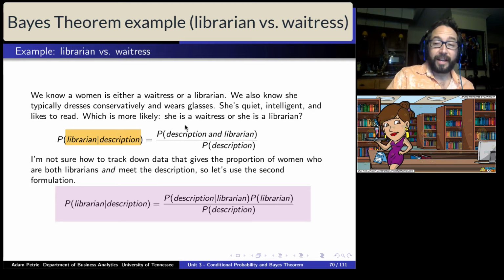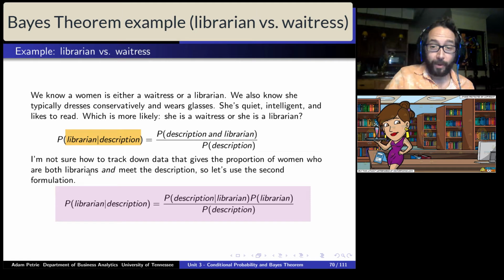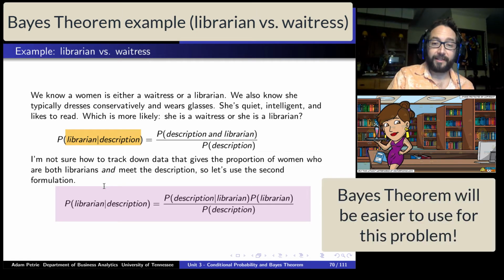So we could try to calculate it this way, but getting the probability that a woman kind of randomly picked is both a librarian and matches that description, that's hard to get data on. So that's not something I can just look up easily. And so I want to use that alternative description of how to compute a conditional probability. I want to use Bayes' theorem to calculate this instead.